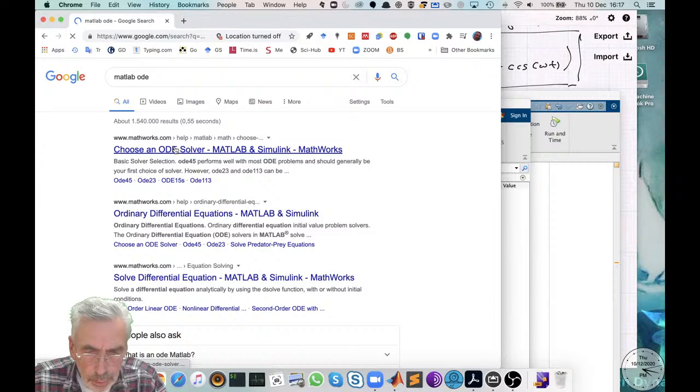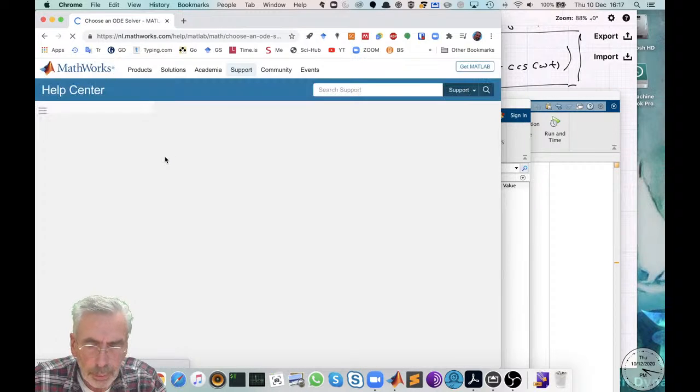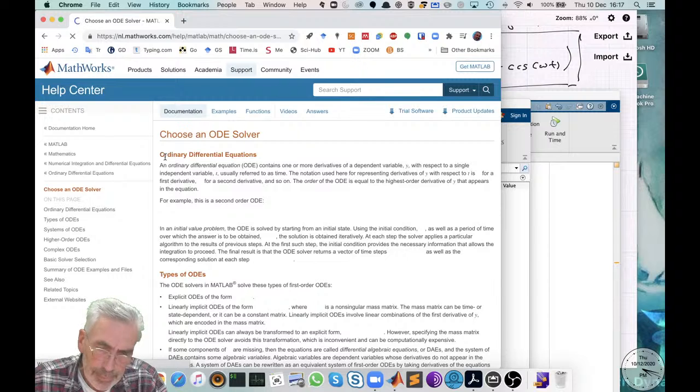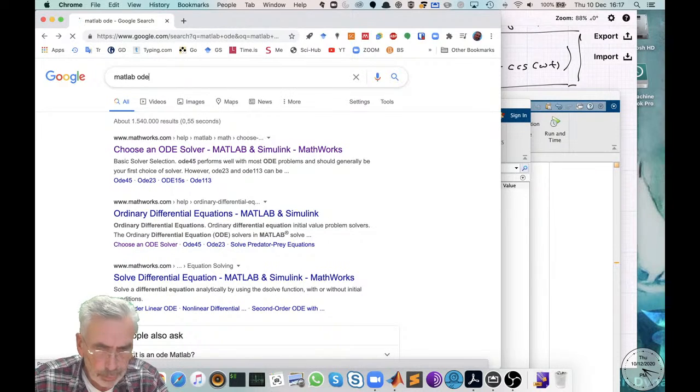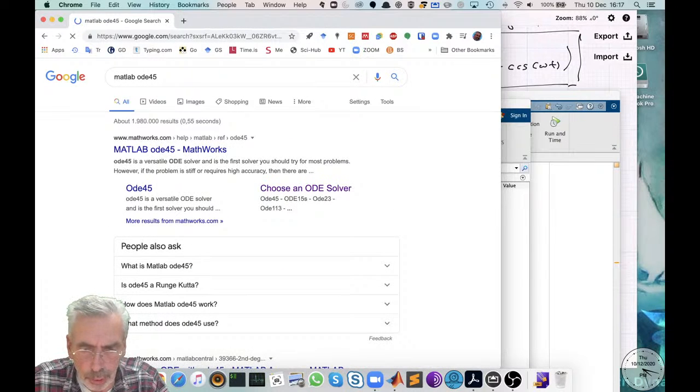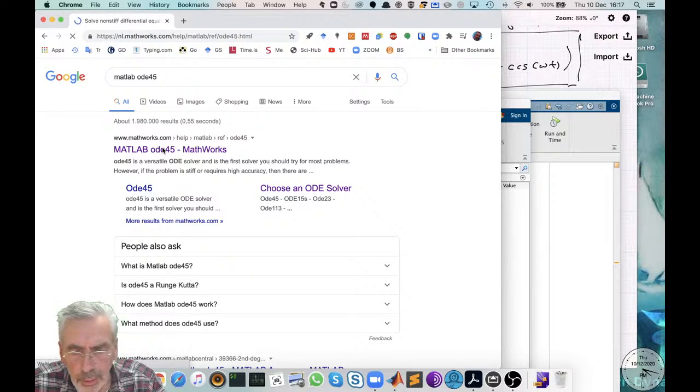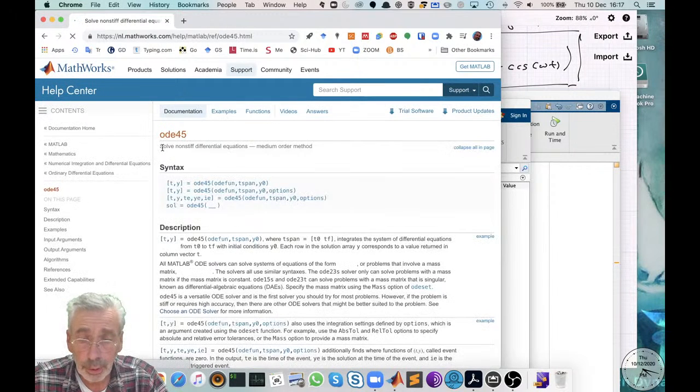And then I just click on this, then I get a long story probably. Yeah, a long story, but I already know I want to have ODE45 because I read the long story. And then I go here. This is also MathWorks, but for some reason I like this.